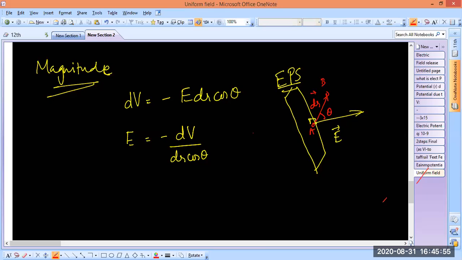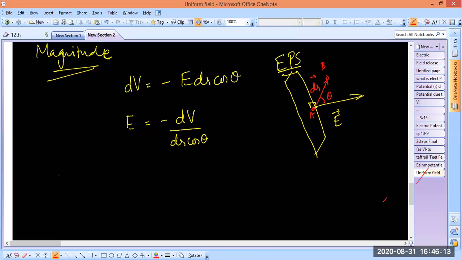Okay. So now, if we want to define this or write it in words, I'm sorry, there was a phone call, so I got a bit distracted. Let's continue. If you want to find the magnitude of this electric field, then you can say it in words as follows.